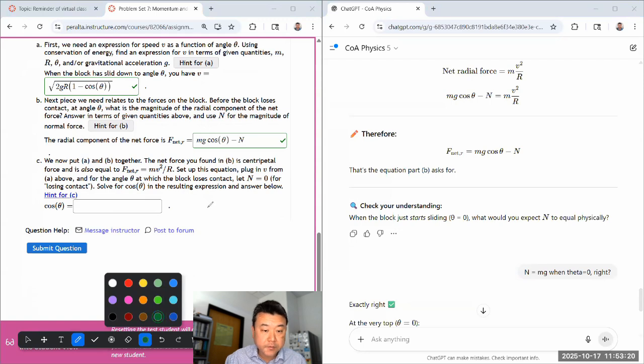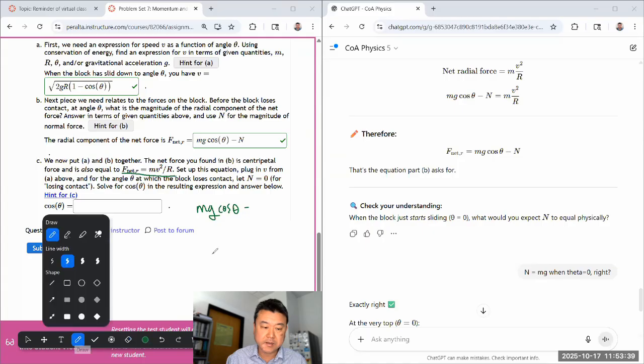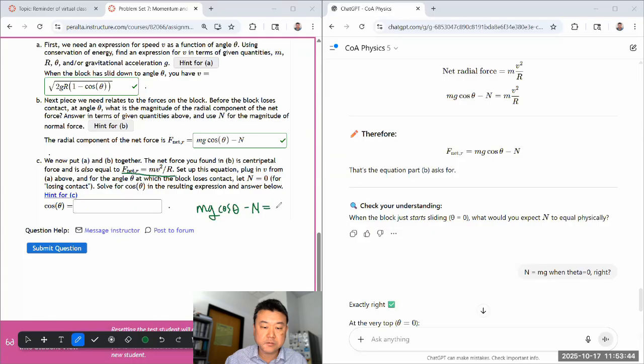So I say the net force is mg cosine theta minus, and I have that. Let me say that's my mistake. I didn't read this part. I didn't know that I could have set n equals 0. So I say that is equal to mv squared over r. I plug in v from above. Squaring it gets rid of the square root.